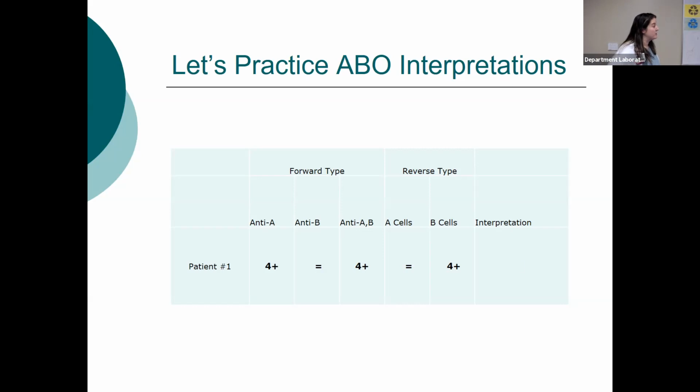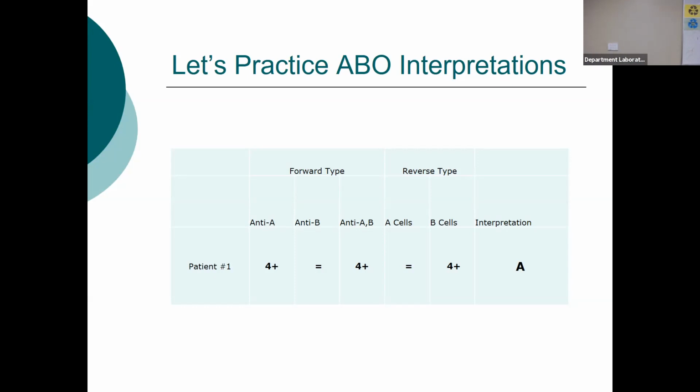That's a type A patient. Do you know if that patient is A1 or A2? No. Without A1 lectin and A2 cells, you cannot tell an A1 patient from A2. Okay, so if you have a straightforward A patient, this is all you do, there's no discrepancies, no anything, we call our patient A. Okay?